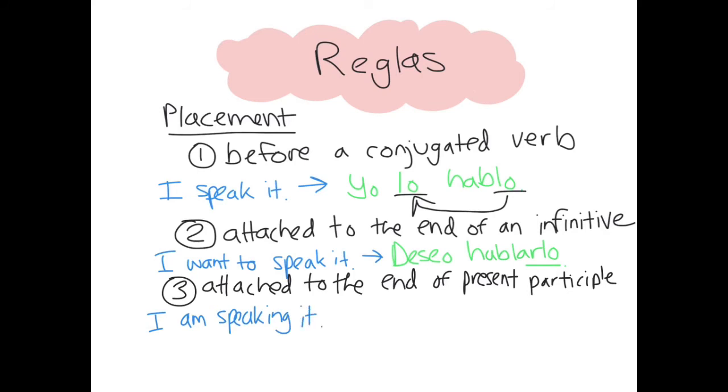So, for example, I am speaking it. It's happening now, so we use the present progressive. Estoy hablándolo. So that hablando is our present participle, the ing. So I attach the lo right to the end, but I have to remember to add an accent mark over the a in ando to keep the pronunciation as it should be. So estoy hablándolo. Of course, estoy is conjugated, so I could put the lo out in front if I wanted to and say lo estoy hablando.